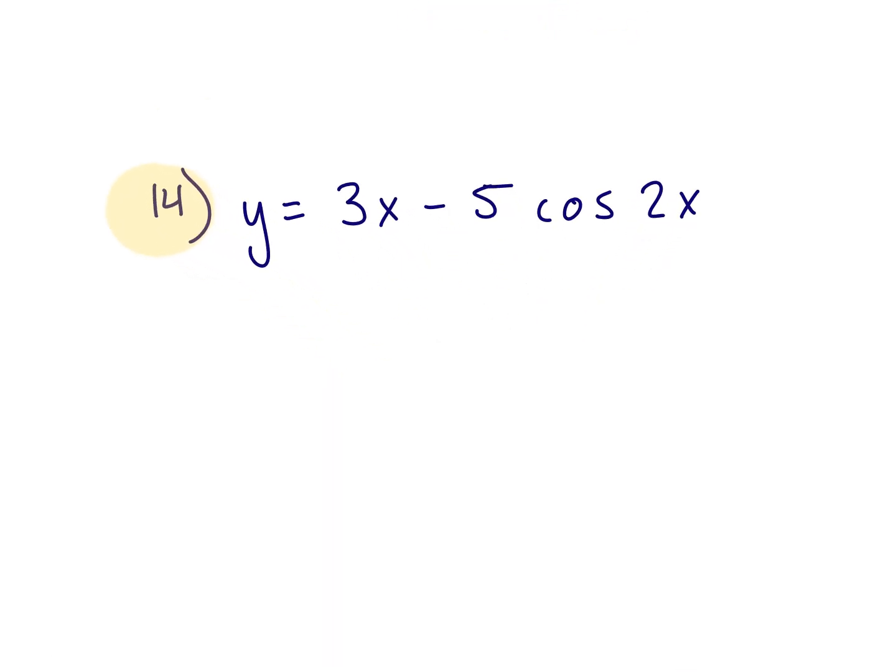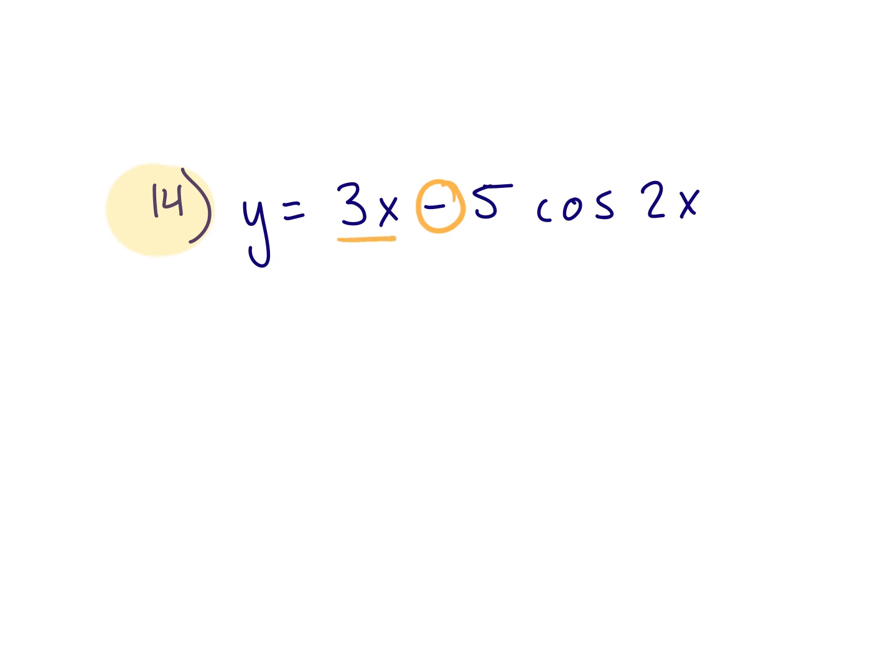14, we did this with the quiz review. It was on the quiz and people still got it wrong. Are we doing the product rule here? No, we are subtracting. So this is not the product rule. We're subtracting, so we're just going to take the derivative of each term.